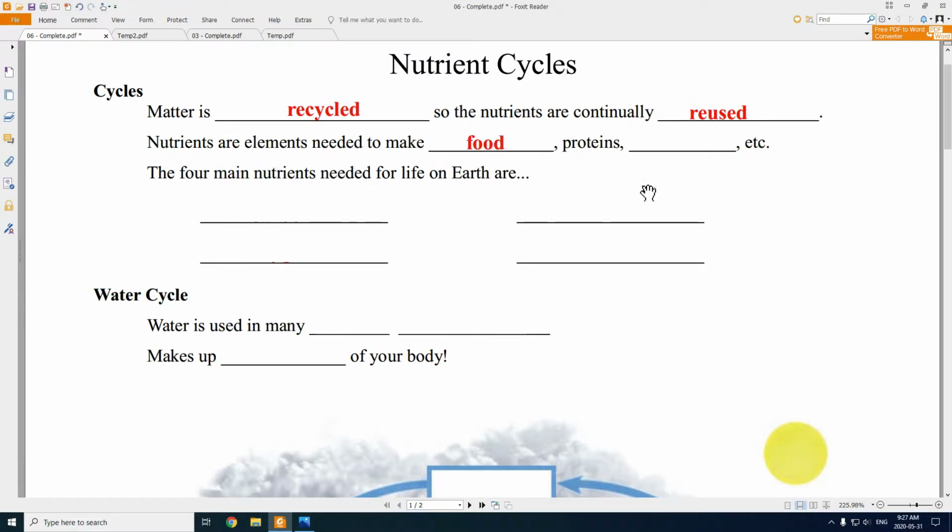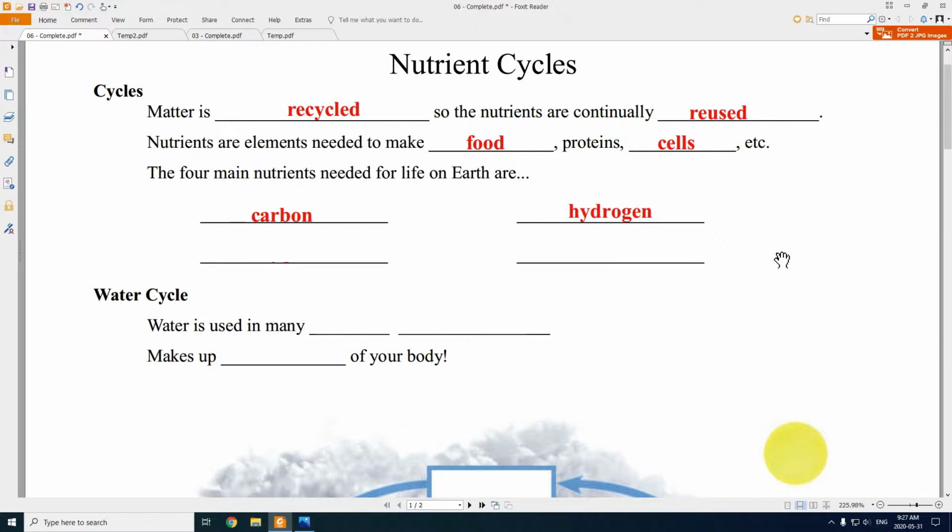Nutrients are elements that are needed to make either food, proteins, or cells. So they're something that a plant or an animal needs to survive. And the four main nutrients needed for life on Earth are carbon. All of the plants and animals on Earth are based on carbon. So carbon chains make up many of the molecules in our bodies.